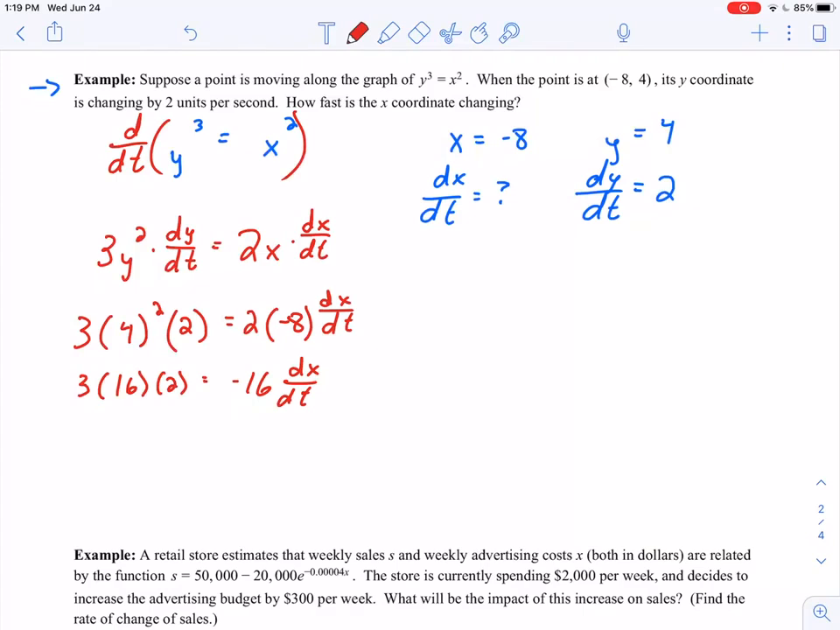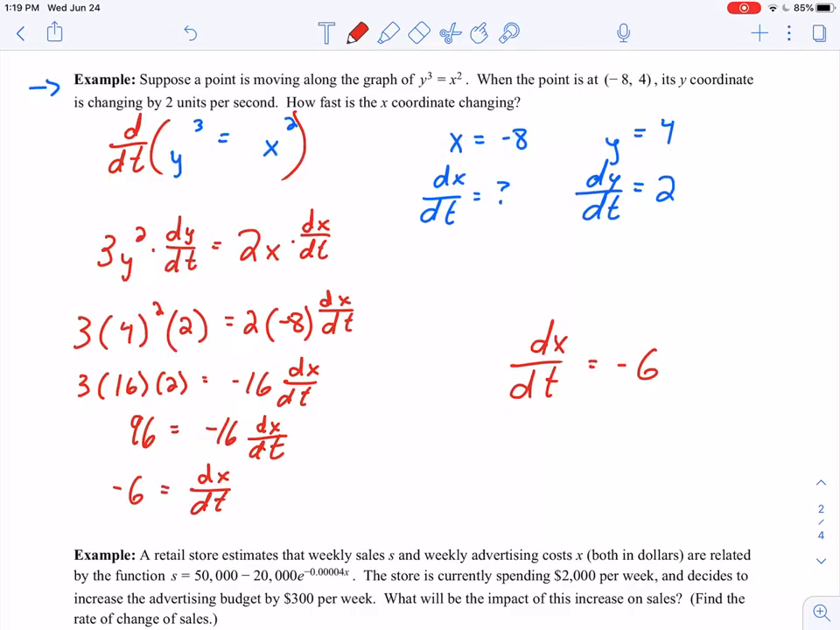Let me just check my math on that left-hand side again. Don't want to make a silly mistake. I've got 96 equals negative 16 dx over dt. So dividing by 16, I should have negative 6 equals dx over dt. So dx over dt is equal to negative 6. Here in this case there's really not a great way for me to check the sign. I just have to assume that it's going to be negative.